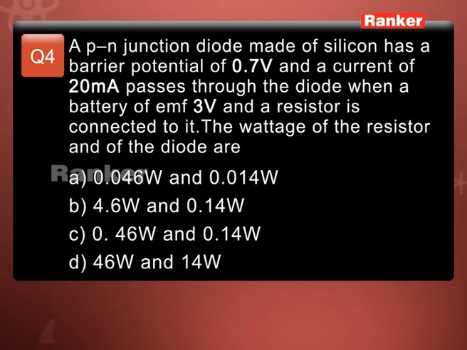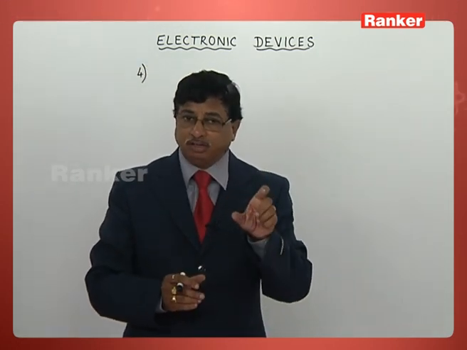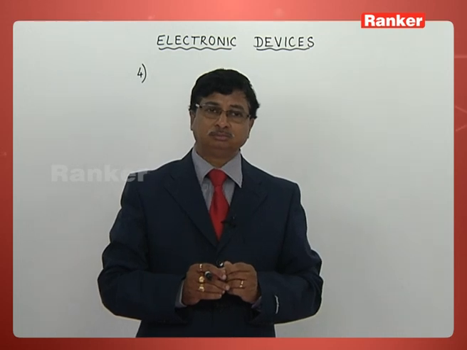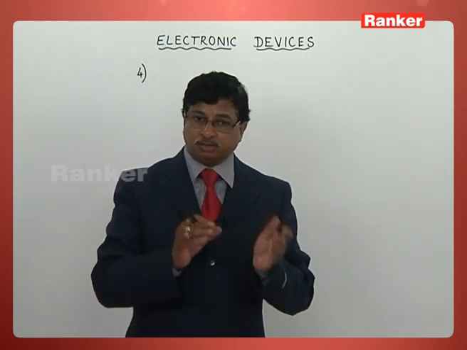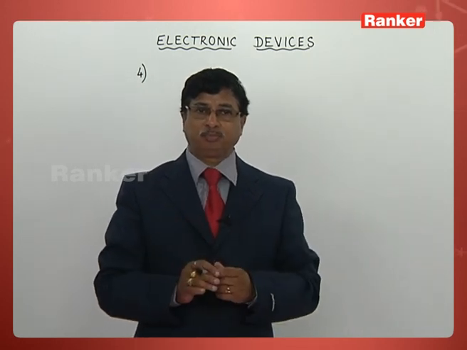Now what is the question he is asking? The wattage of the resistor and of the diode are, respectively. I read out, the wattage of the resistor and of the diode are. Wattage, very simply you can understand, is the power he is asking us to calculate. The power of the resistor and of the diode separately we want.